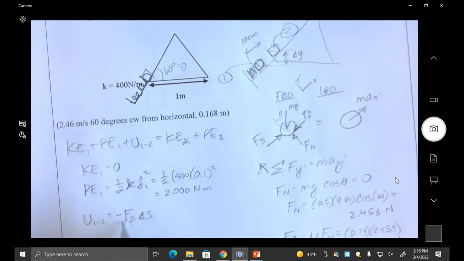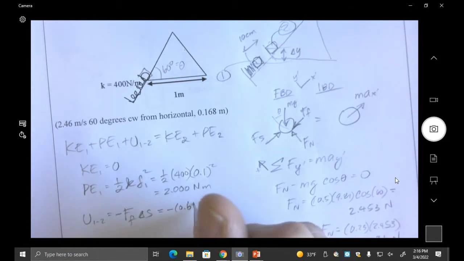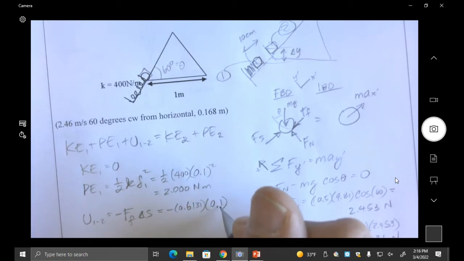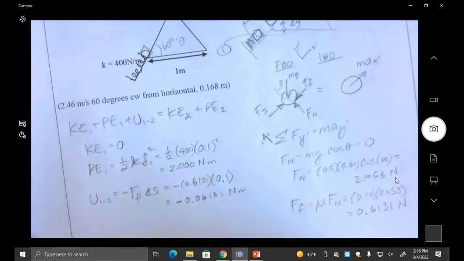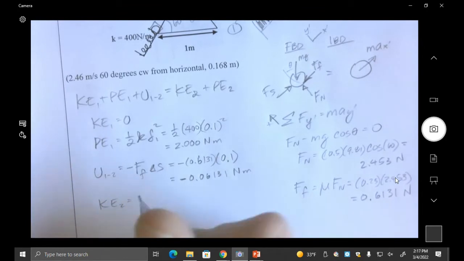So we're going to have the friction force times the distance this thing is going to move between states 1 and 2. We just found that friction force of 0.6131. And we're moving, as we said, 10 centimeters, which is apparently 0.1. Just divide 10 by 100. So 0.06131. That's not very nice. Newton meters. And then KE2 is really what we're trying to find, right? 1/2 m v2 squared.